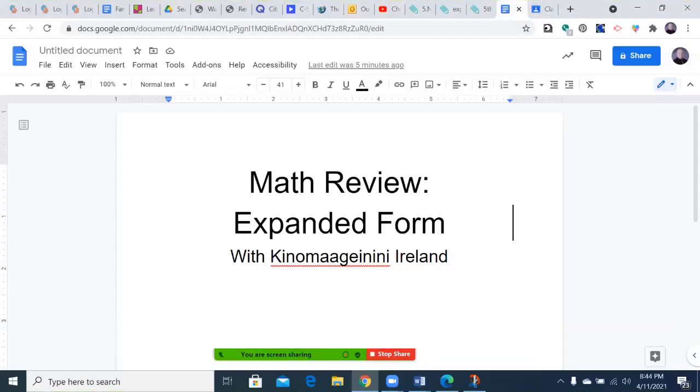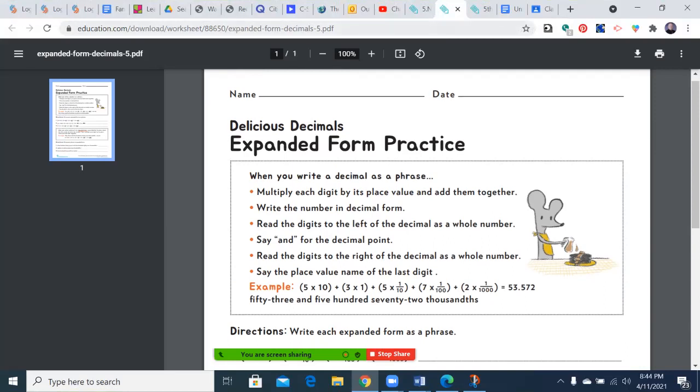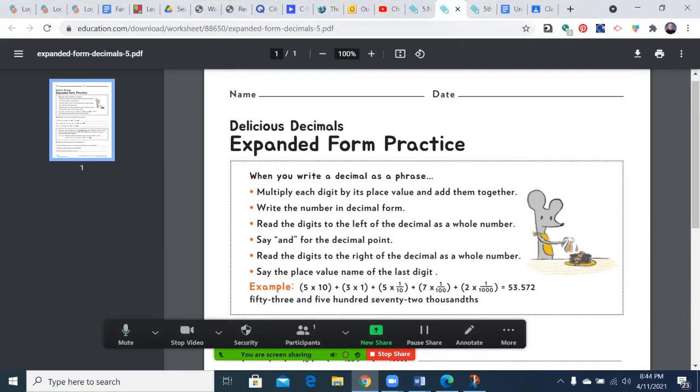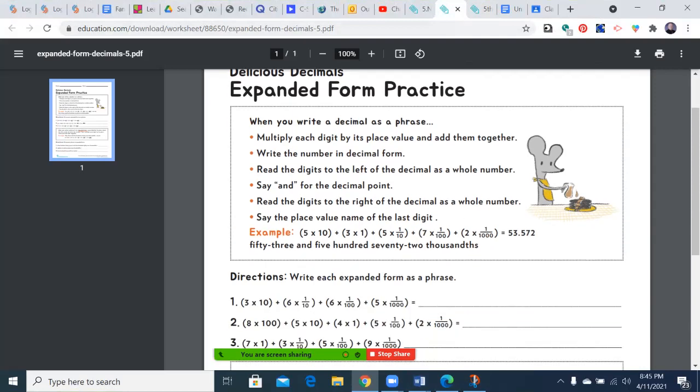Today's topic, expanded form. All right, we're going to review a little bit from Delicious Decimals and also from a neighboring worksheet here that doesn't do it exactly the same way, but I wanted you to be exposed.